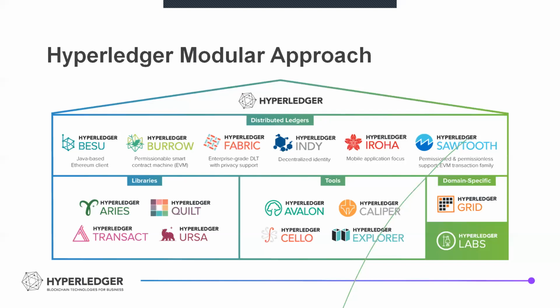Now there are other libraries like Hyperledger Ursa, Aries, and Quilt. These are libraries that make the solution robust in terms of encryption and cryptographic primitives. So these are some Hyperledger frameworks on which enterprise solutions are being built and deployed.